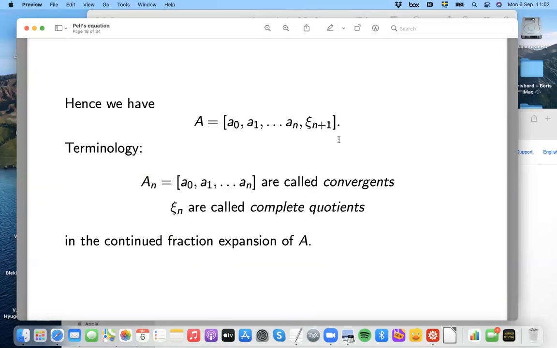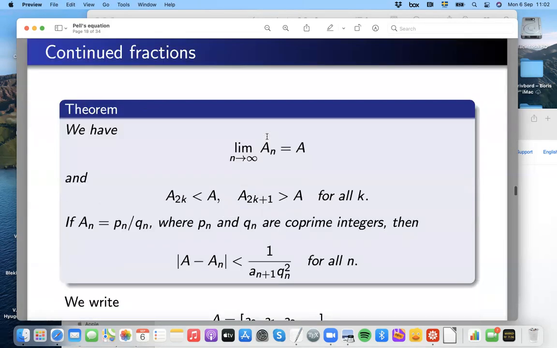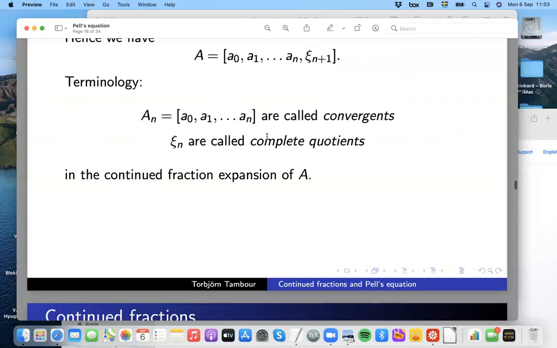So these are called convergents of the number A, because the length of this thing can be longer and longer. And there is a result saying that if you throw away this last real number, you'll get a rational number coming from a sequence A0, A1, and so on up to An.